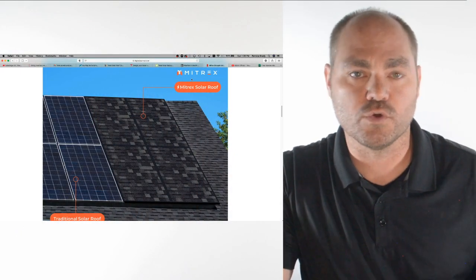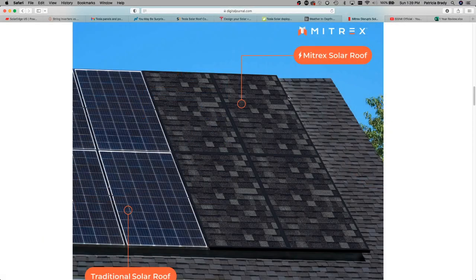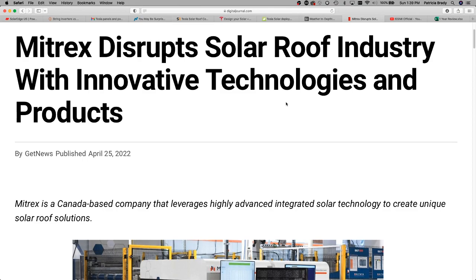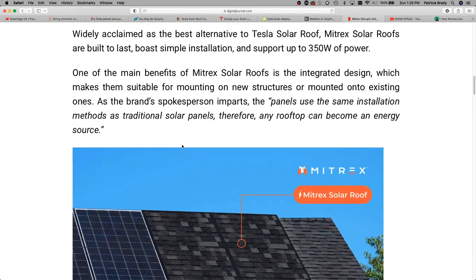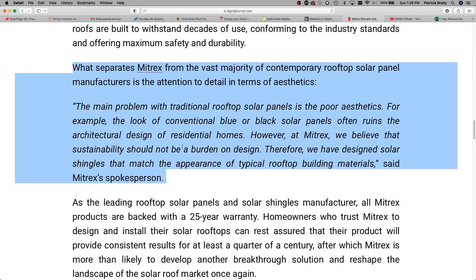So next up, we've got an article from Digital Journal. They report on yet another solar roof competitor, sort of. Let's take a look at this. All right, so Mitrex, they disrupt the solar roof industry with innovative technologies and products. Quote, if we go down a little bit, what separates Mitrex from the vast majority of contemporary rooftop solar panel manufacturers is the attention to detail in terms of aesthetics. Quote, the main problem with traditional rooftop solar panels is the poor aesthetics. For example, the look of conventional blue or black solar panels often ruins the architectural design of residential homes. However, at Mitrex, we believe that sustainability should not be a burden on design. Therefore, we have designed solar shingles that match the appearance of typical rooftop building materials, says Mitrex spokesperson, end quote.